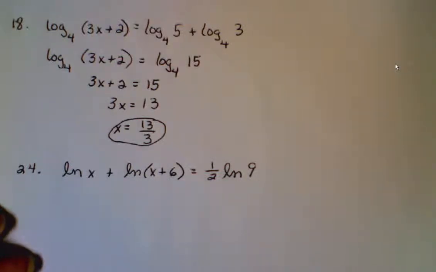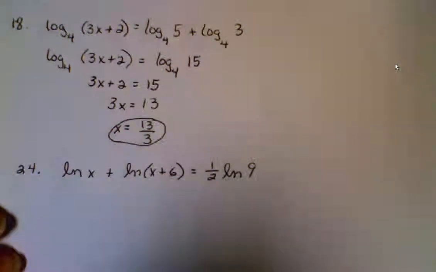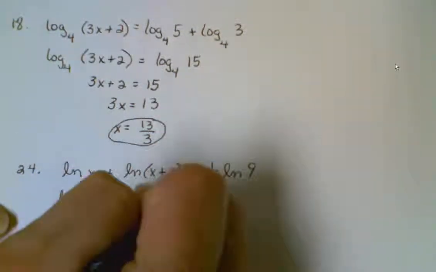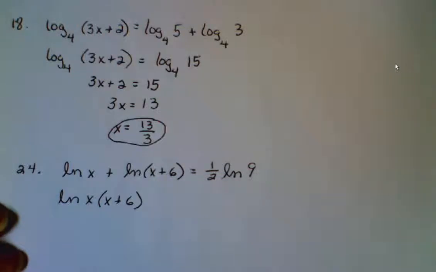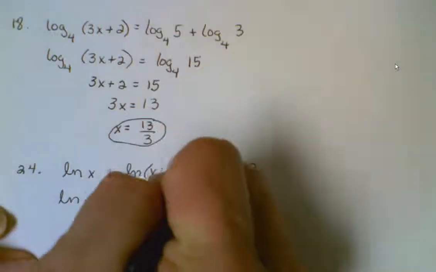This one's very similar to 18. I just need both sides of the equation to be a single logarithm before I can take the logs off and set the arguments equal to each other. So on the left-hand side, I can say the sum of two logs can be written as the log of a product, and on the right-hand side, I need that to be a single log with a coefficient of 1.